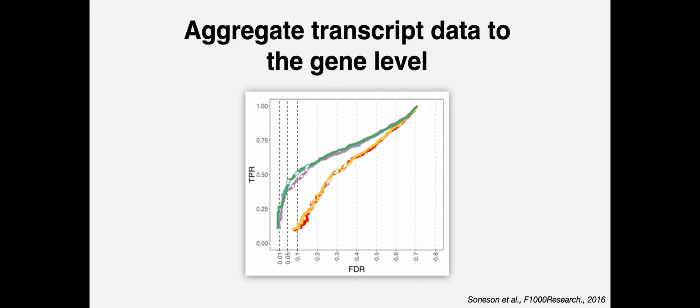And so they've gone on to show in the same study that if you aggregate your transcript data to the gene level, you actually get better, more accurate estimations of gene expression. This is a false discovery rate compared to a true positive rate. And you can see that the upper lines here are aggregating transcript level data to gene level data. You get a much higher true positive rate while really not compromising your false discovery rate.